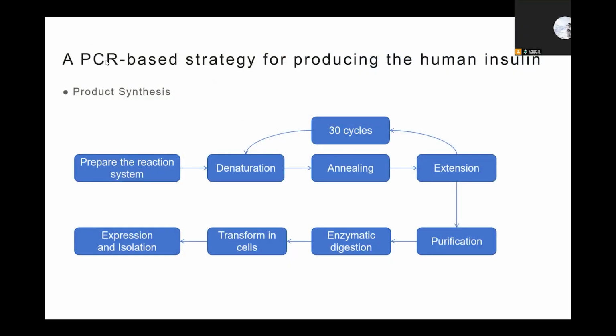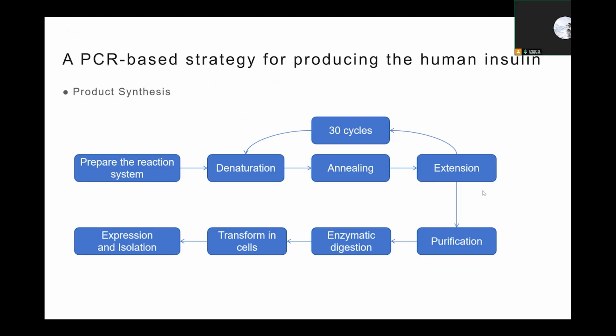Hello, I will introduce the new technology in 2020, a PCR-based strategy for producing human insulin. The first step is to prepare the reaction system, including the template DNA, the primers, the dNTPs, and other components. After that is the denaturation step, heating the reaction system to 95 degrees to separate the double-stranded DNA.